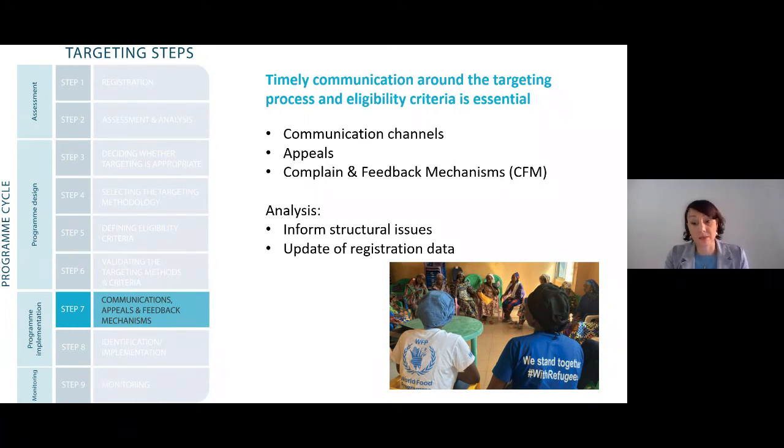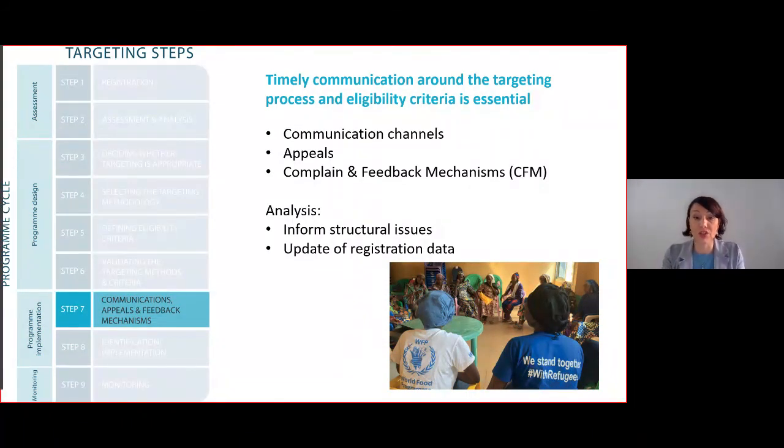As I said before, the involvement of the community is key during the definition of the targeting approach, and timely communication around targeting is really essential. We have several communication channels that can be used. Examples could be community consultation, but also social media and hotlines. It really depends on what is more suitable for the context. We need to have an appeal mechanism in place, so refugees or households that are not targeted can request to be included in the assistance.